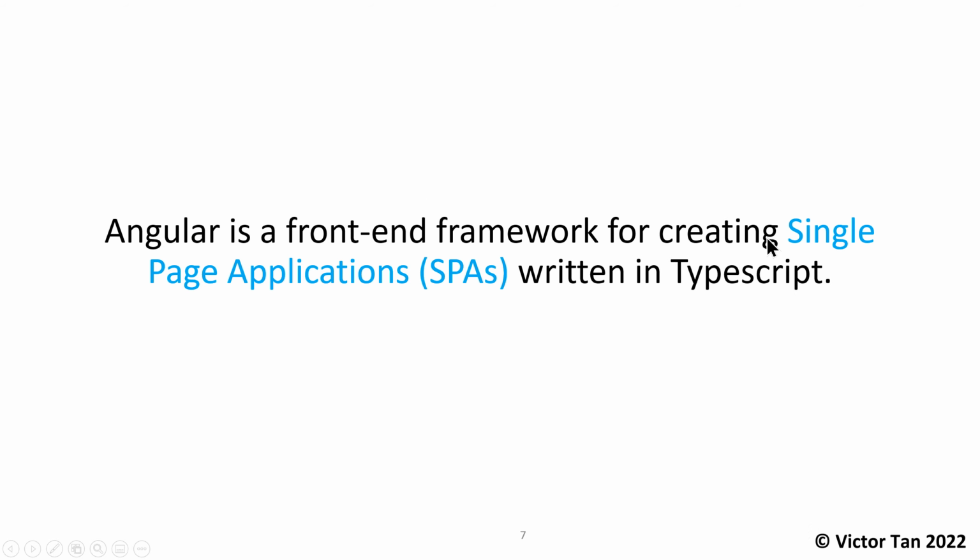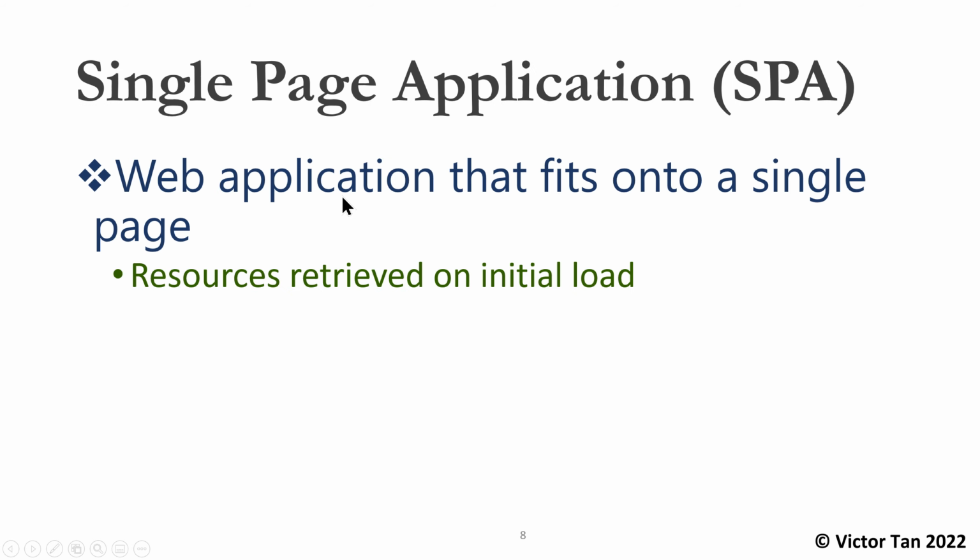Now let's talk about the next one, which is: what is a single page application, or what is a SPA. Okay, so a single page application is a web application that fits onto a single page, and the resources for the web application are retrieved on the initial load. So on the initial load, that means when you type in the URL of the website into your browser and you get back the initial HTML document, that is the initial load. The first time you hit the website, all the resources that you need for the web application are retrieved from the web server on that first initial load.